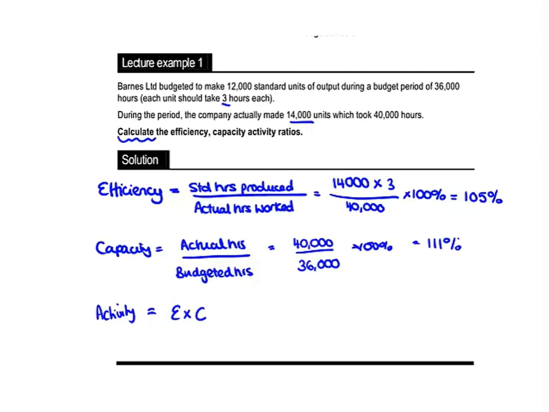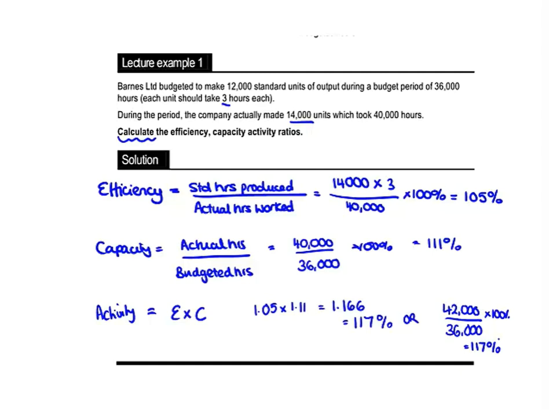The activity ratio can be calculated by multiplying the one by the other. So 1.05 multiplied by 1.11 equals 1.166, which is 117%. Alternatively, we can say that the activity ratio is the standard hours produced, that's the 42,000, divided by the budgeted hours of 36,000. Just 117% to the nearest whole number.